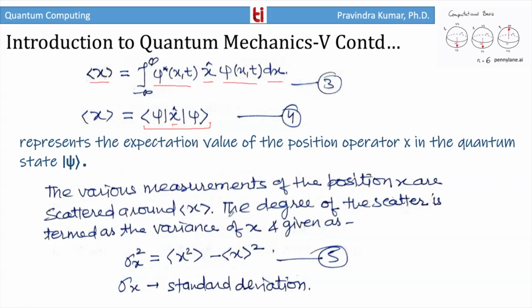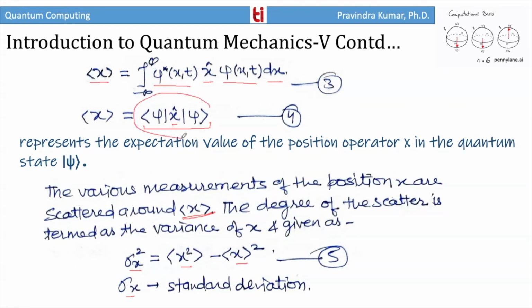So various measurements of the position x are scattered around this mean value or expected value, and the degree of the scatter is termed as the variance. The variance is given as the mean square value minus the square of the mean value, where sigma x is the standard deviation or scatter.